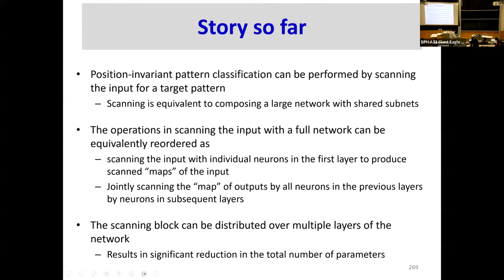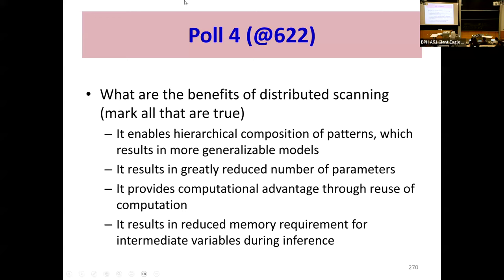So the story so far, just adding to what we've seen earlier: the operation of scanning the input with the full network can be reordered as scanning the input with individual neurons in the first layer, and then jointly scanning the outputs of each layer by subsequent layer neurons. And the scanning block can be distributed over multiple layers of the network, which results in significant reduction in both the total number of parameters and the total compute by reusing compute, right? So there's a fourth part.